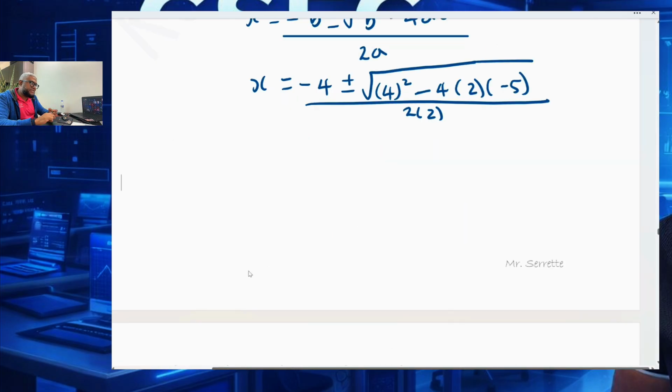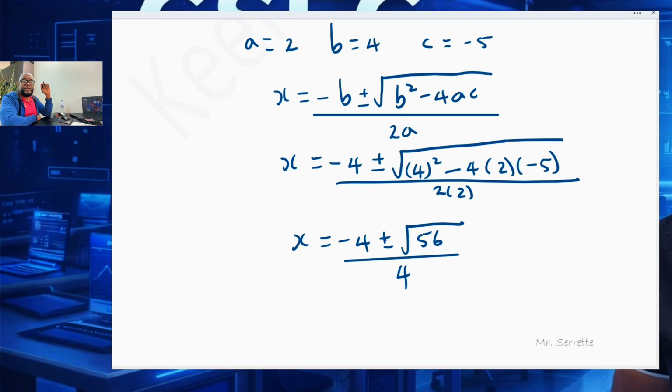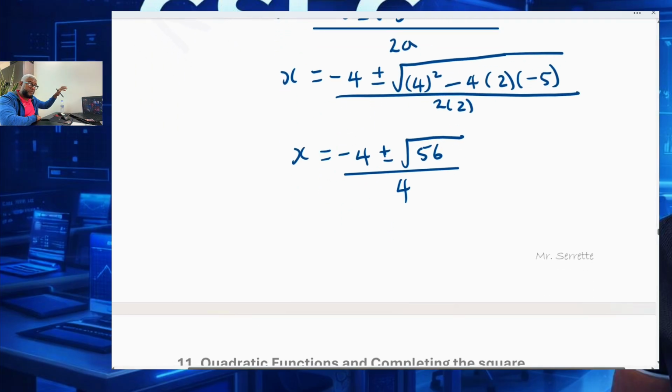So this would be x is equal to -4 plus or minus the square root of what? What are we going to need there? So when you work out under the square root, you would get 56, right? So what you need to do here now is work out the top divided by the bottom after we branch off. So we're going to branch off here. Boom, bang. We branched off into two answers, right?